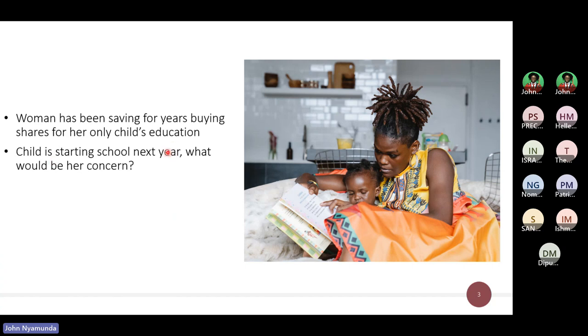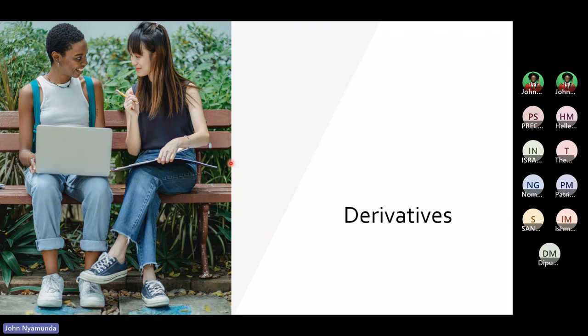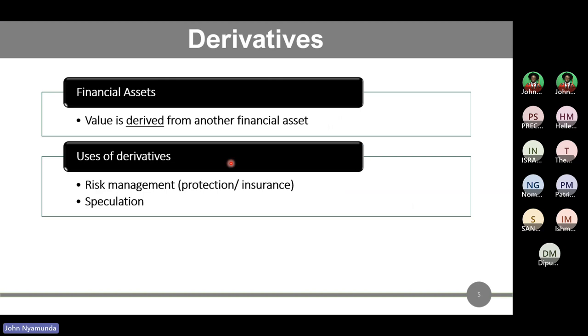You're thinking too hard. So the concern, like what Precious said, is that she is investing in shares. What if the price of shares falls? That would be her main concern. So that's the kind of thing which derivatives help with. We say derivatives are a financial asset whose value is derived from another financial asset.